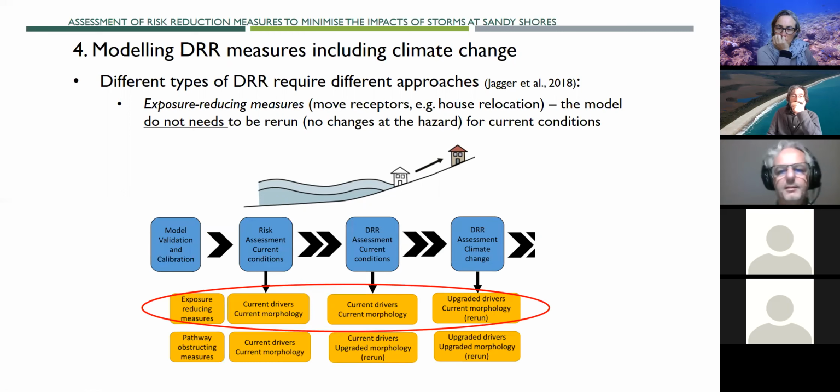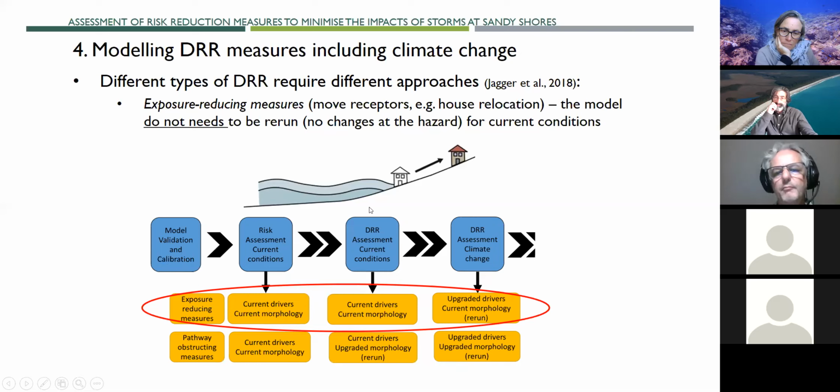And I made here a kind of a graph on what we need to do from the very beginning till the end for each of those. So for the exposure reduction measures, like the house relocation, we need to have a good model validation and good model calibration in order to assess the risk for current conditions. To assess the risk for current conditions, we need the current drivers, so sea level, storm surge, wave height, and the current morphology, of course.